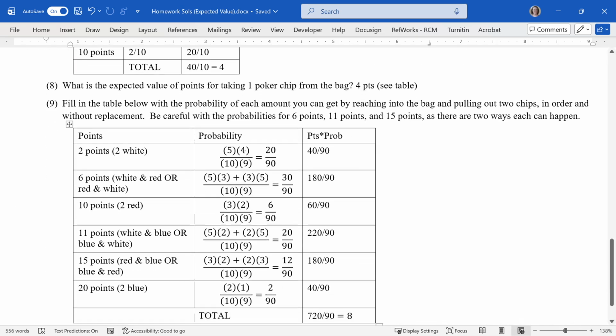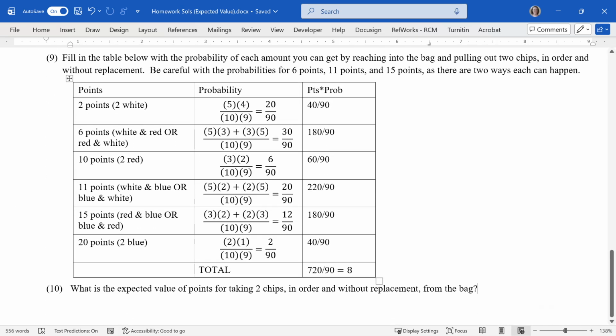I mean, you would expect that to be true if you were putting the chip back into the bag before you took out another one, but it's kind of interesting that it's also true that that expected value, if you don't know what chip was taken out of the bag, the expected value of the second chip is also 4. And in fact, it'll be 4 for every chip if you don't know what was taken from the bag previously.